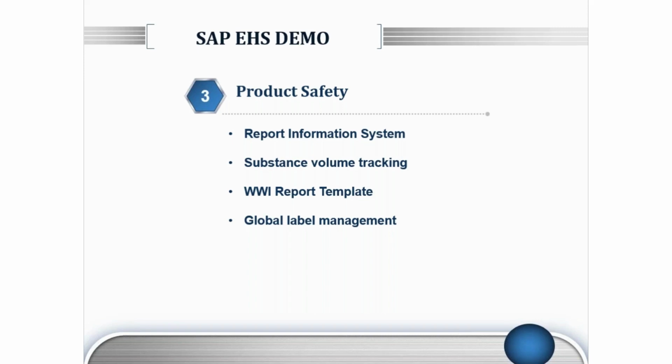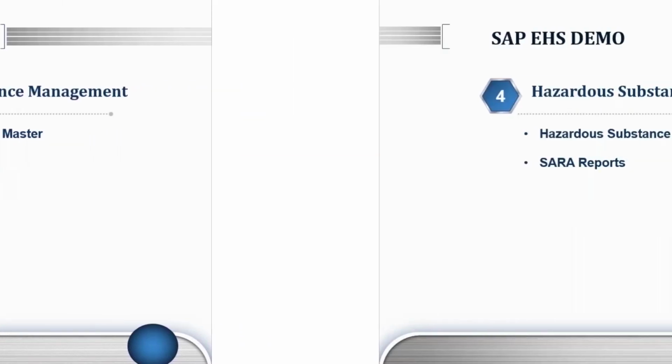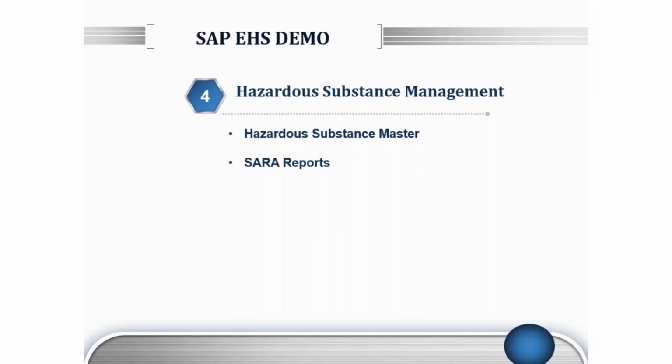All those sections we are going to see in global label management. Okay, are we clear up to this point? This is our product safety. Next, let's go to hazardous substance management.